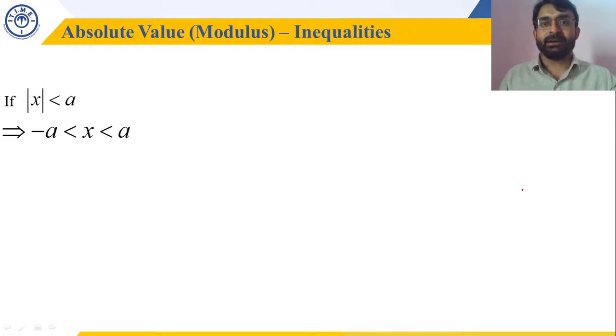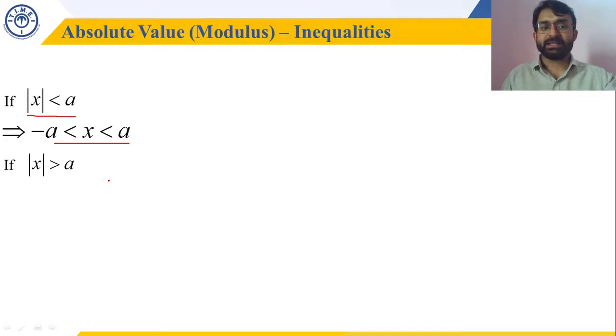Let's say mod of x is less than 2. So x has to be more than minus 2 and less than 2. Then only I can get mod of x less than 2. I can take a number more than minus 2, let's say minus 1.5, mod is 1.5, perfectly alright. If I take a number less than 2, 1.5, mod is again 1.5. So if mod x is less than a, x has to be between minus a and a.